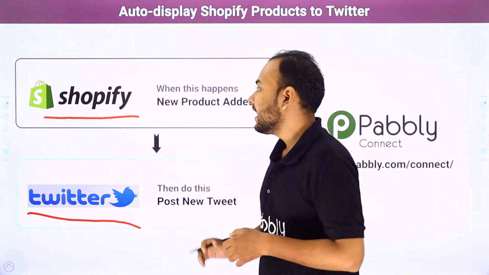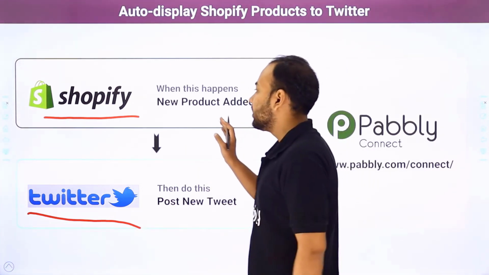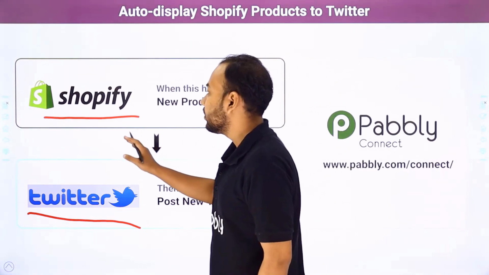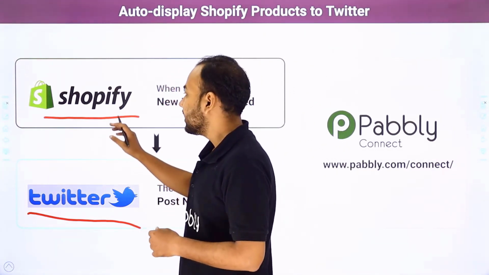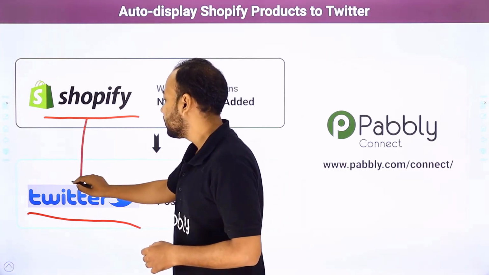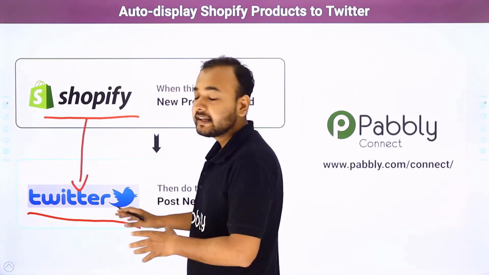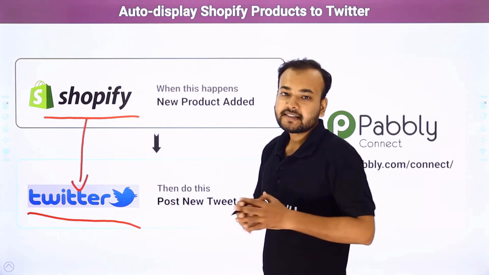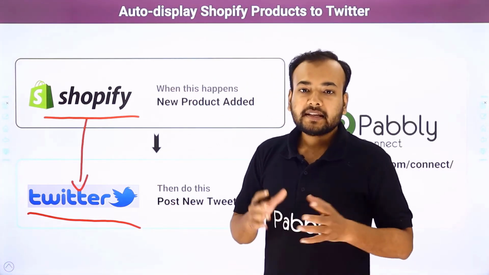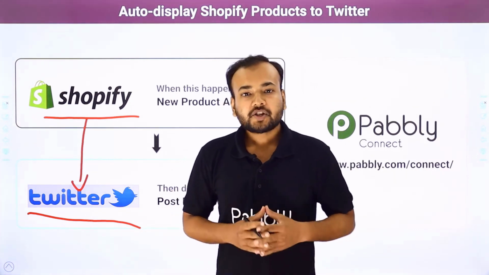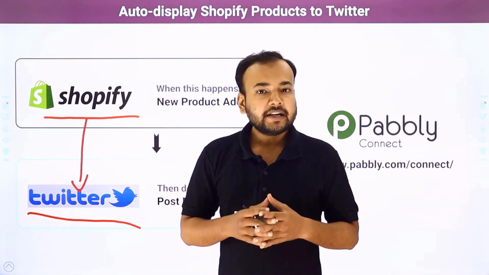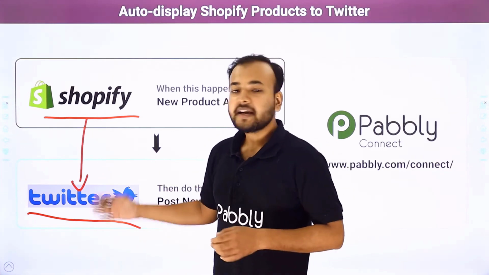What if I tell you that as and when you update a new product or add a new product on your Shopify store, the link of that same product and the photo of that same product get delivered here on Twitter for your audience automatically as a new tweet. Yes guys, this can happen and this can be done by connecting Shopify with Twitter. But the issue is there is no direct connection or integration present between Shopify and Twitter.